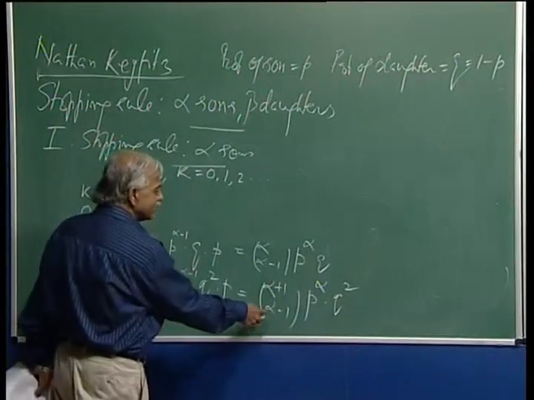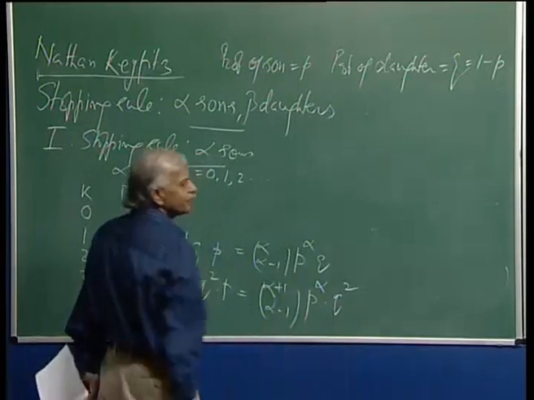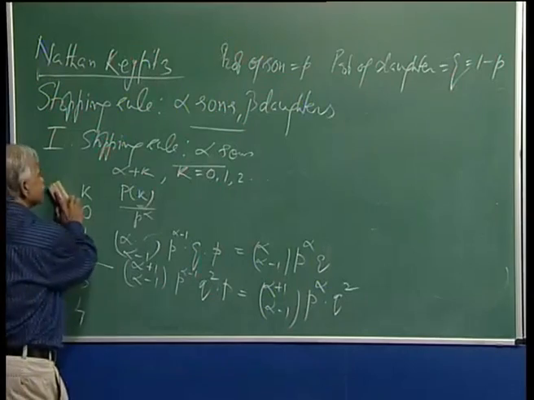Like this, you can see that the probability of stopping at alpha plus 3 will be alpha plus 2 combination alpha minus 1, p raised to power alpha and q raised to power 3. Like this you can derive. This is only for your illustrative purpose.